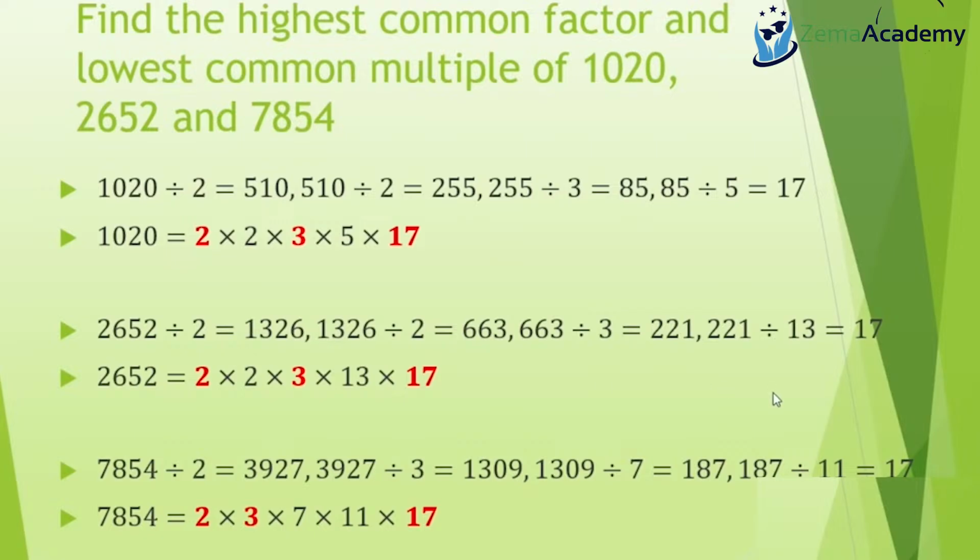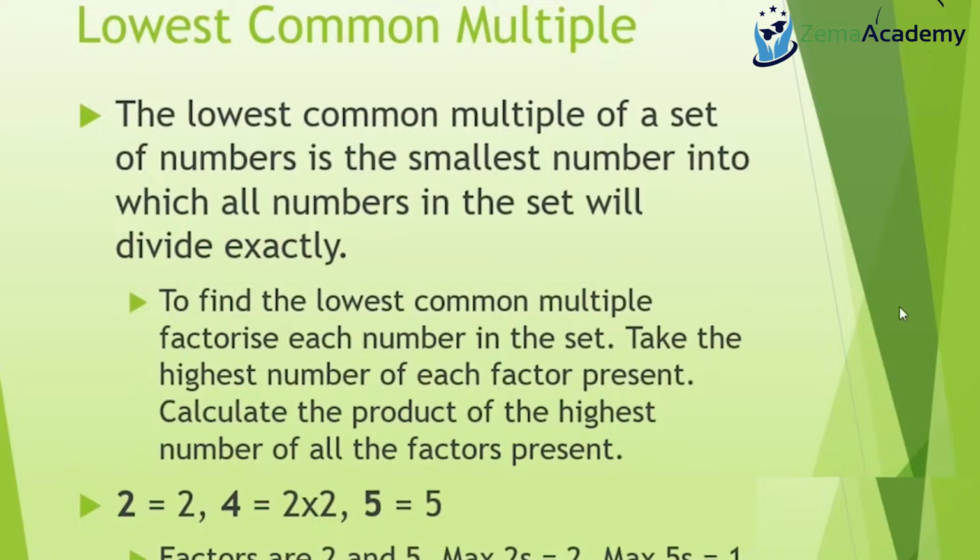Have a look in your books, have a go at this. There are lots of exercises to get your teeth into in the core reading and exercises. The final thing we're going to look at is the lowest common multiple. Again, the lowest common multiple for a set of numbers is the smallest number into which all of them will divide. So this time we're not going smaller, we're going bigger.